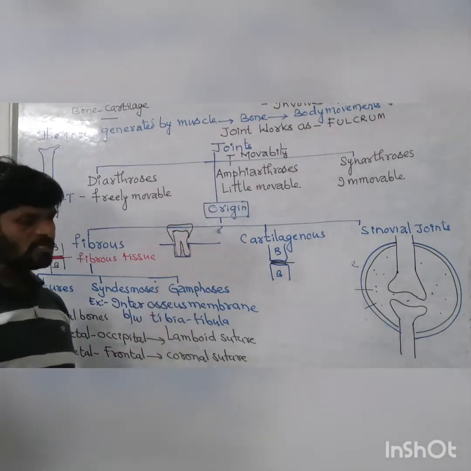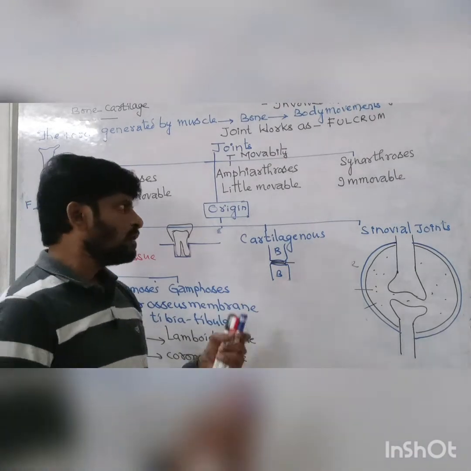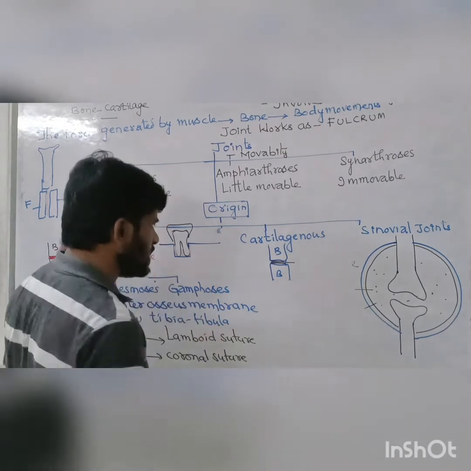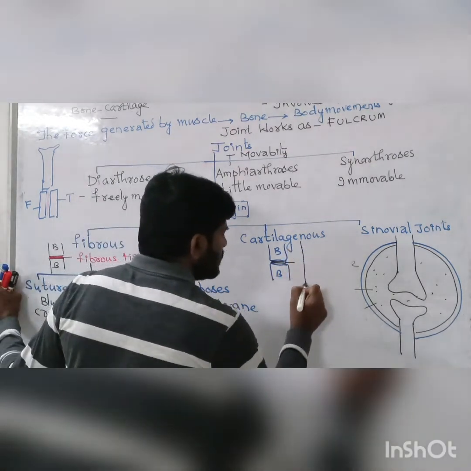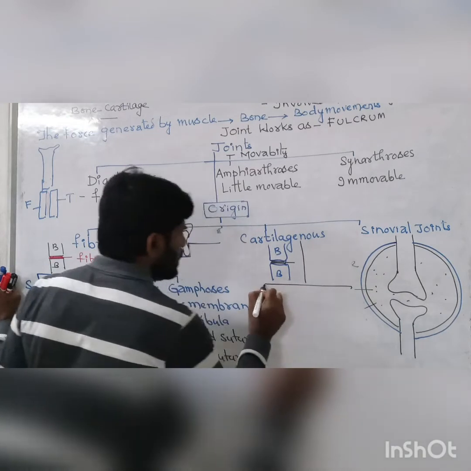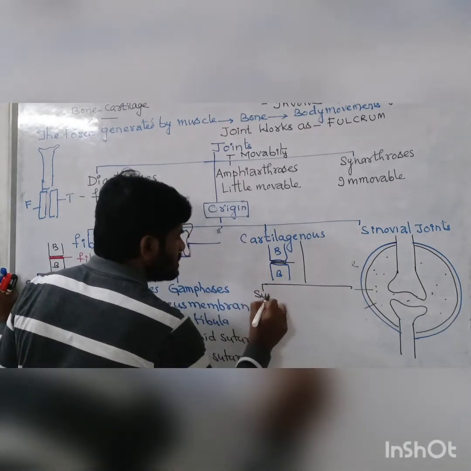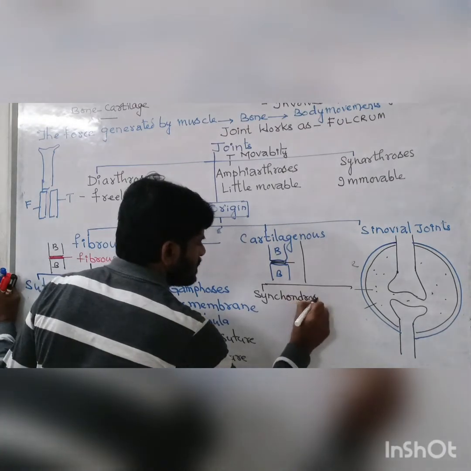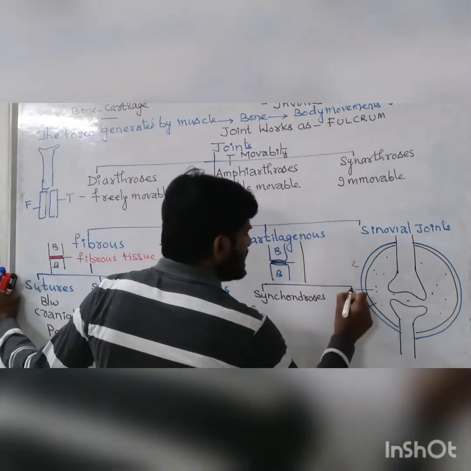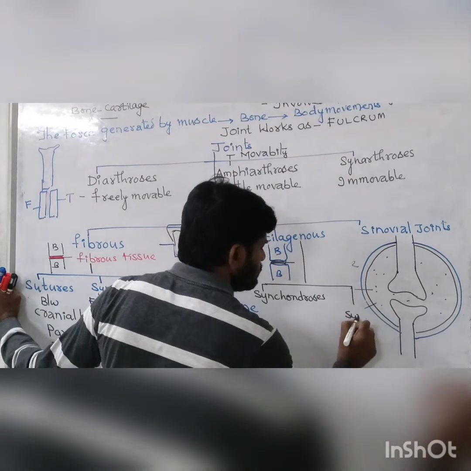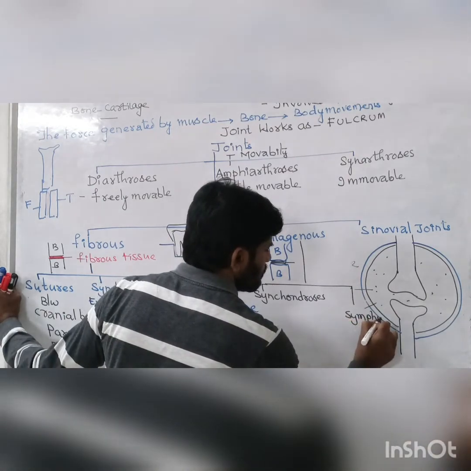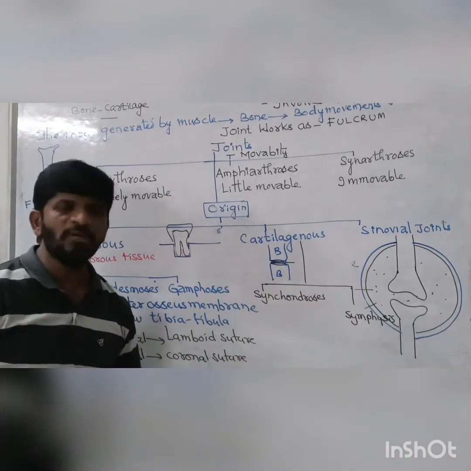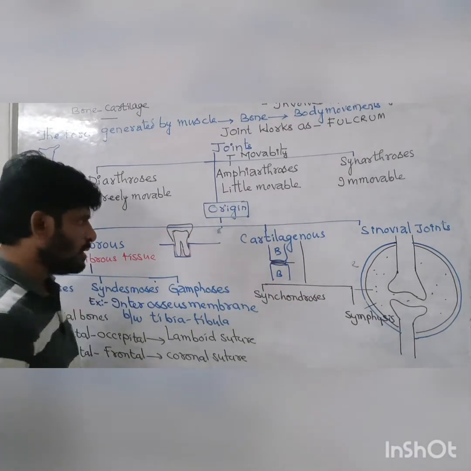And coming to the cartilaginous joints, as I told you, a cartilaginous joint is the joint formed by the cartilage. Between the two bones there is a cartilage. The examples of the cartilaginous joints are synchondrosis and symphysis. These are two types of the cartilaginous joints because there is a cartilage between the two bones.